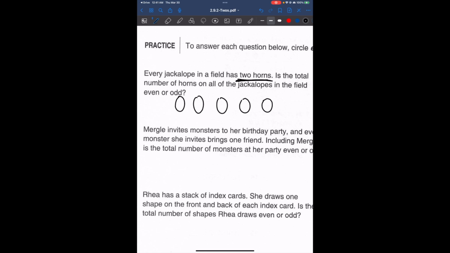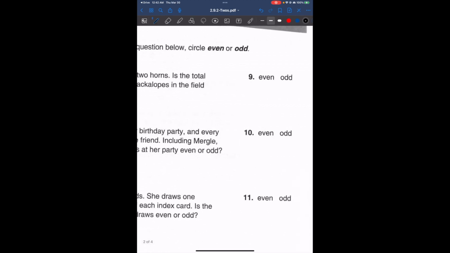So this is 1 jackalope, and let's say that these circles are horns, then we're always going to have 2 horns in it. So whatever number of jackalopes there are in the field is basically the number of groups of 2 dots that we have. So it is always groupable into 2. So that would be even.